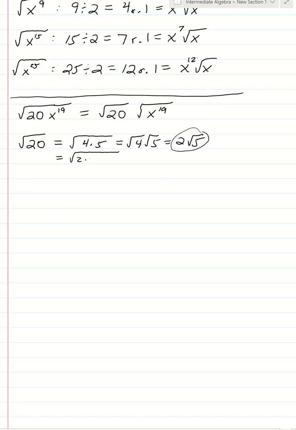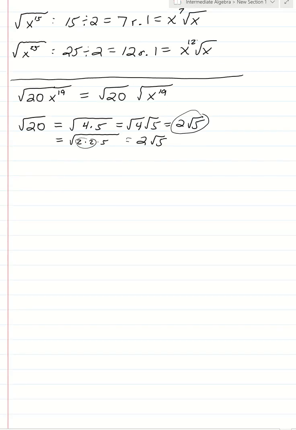And that would be 2 times 2 times 5. And since we have a pair of 2's, that's how we would still get 2 square root of 5 as your simplified radical. So use whichever method you prefer.